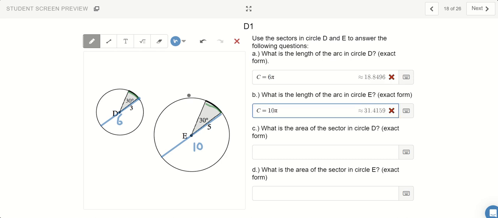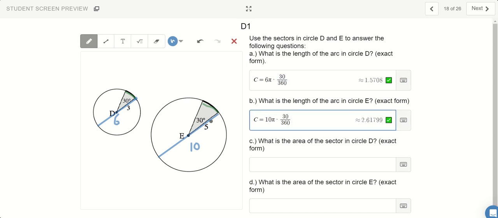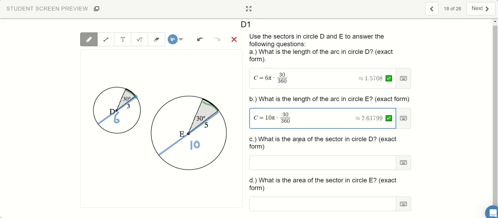But that would be the circumference for the entire portion. We only want a fraction of it. We want a 30-degree fraction out of the whole 360 degrees. So we're having a fraction of the entire thing. So here we have a little section of the arc. And here we want a little section of this arc. So again, if the whole thing is 10 pi, we just want a fraction of that arc.